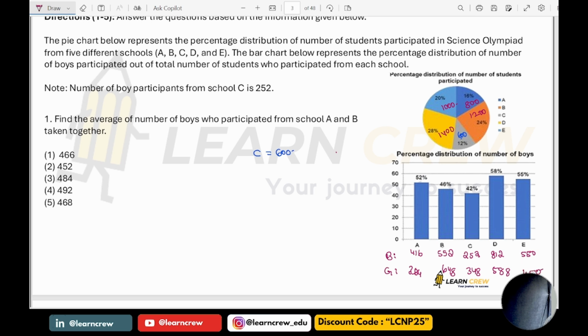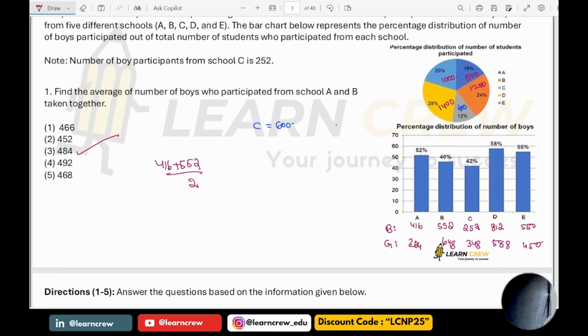Now the first question: find the average number of boys who participated from school A and school B together. It is nothing but 416 plus 552 divided by 2. How much is it? The average is 484. 484. That is the first question.